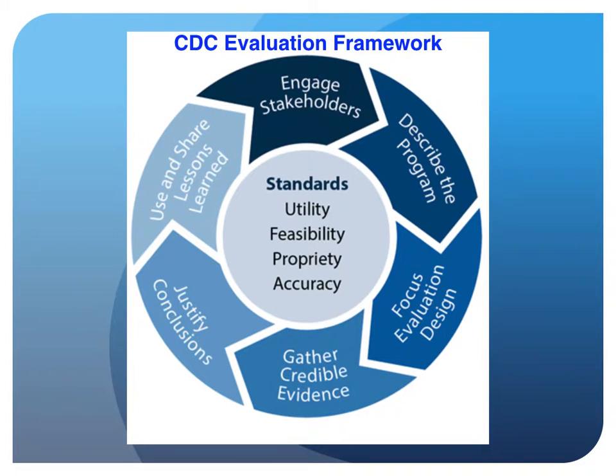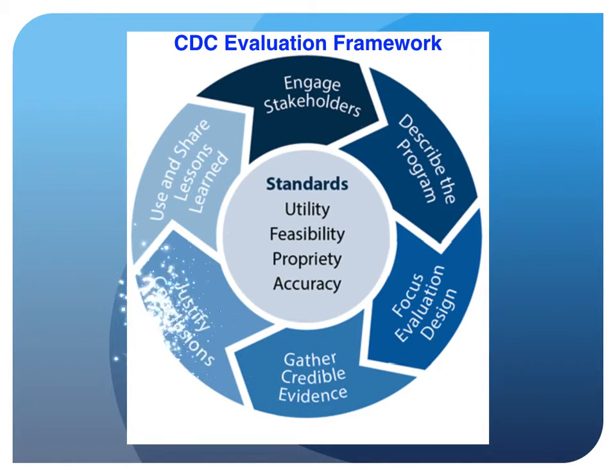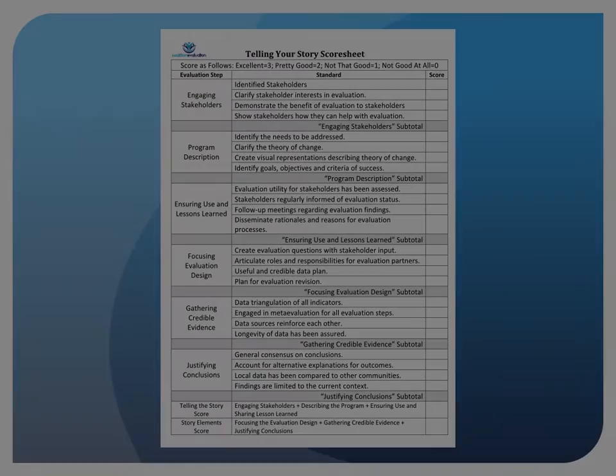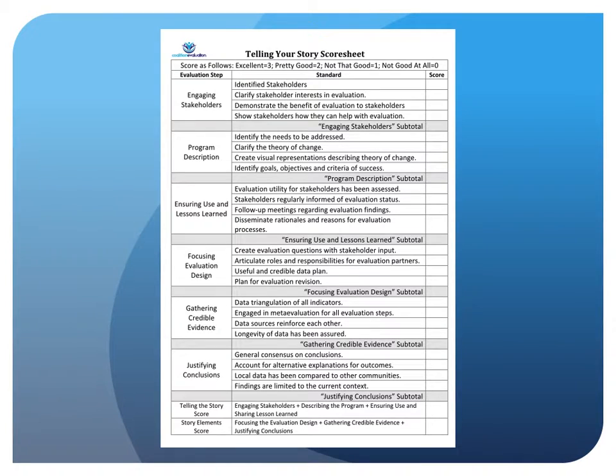We then described each step of the framework, starting with engaging stakeholders, describing the program, focusing the evaluation design, gathering credible evidence, justifying conclusions, and using and sharing lessons learned. After defining each step, we then discussed specific actions or standards that make up each one. Finally, we introduced the Telling Your Story Scoresheet as an important evaluation tool.